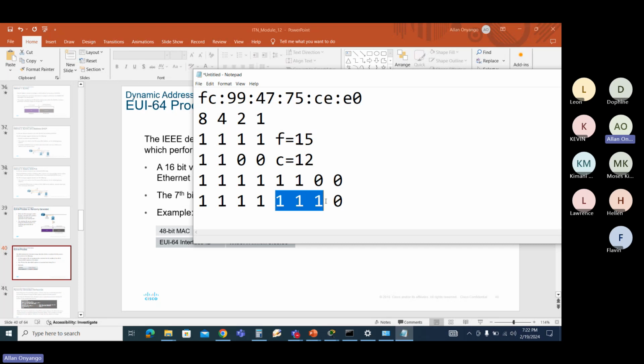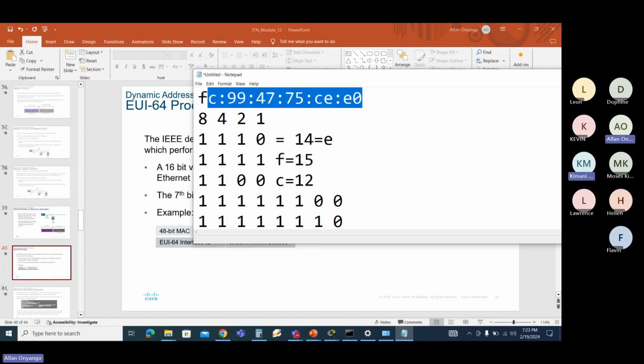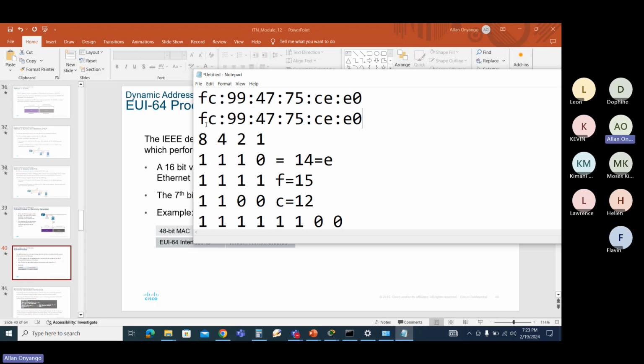But check this, something has changed. We now have 1110. Let me put it here. This one is equivalent to what? We add 8 plus 4 plus 2, where there's a 1 here. What is that? 14, isn't it? Are we together? And 14 is which hexadecimal number? It's E, isn't it? That means now, where there was C is now what? It's now an E. Very good. So we take our MAC address here, put it here, and now where there's a C, we now have an E, isn't it?